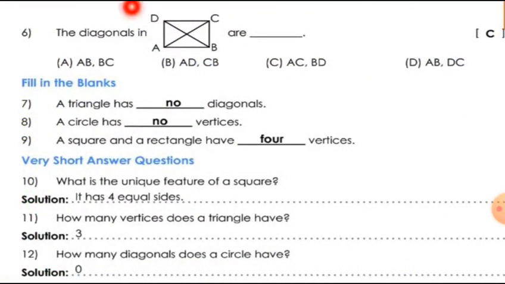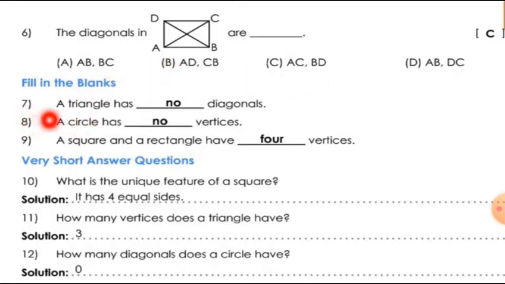Question number 6. The diagonals in this given figure are dash. Which are the diagonals? We know the diagonals means the line segment which joins the opposite vertices. Here A and C are the opposite vertices. So, AC is a diagonal and BD is another diagonal. AC and BD are the two diagonals. So, option C is the right answer. Got it, children?